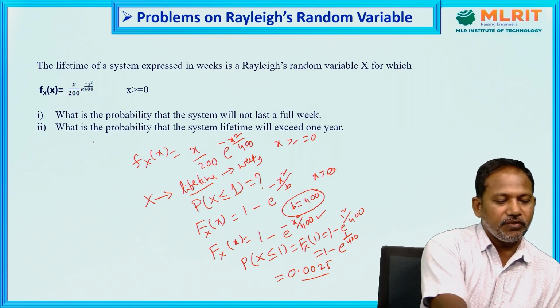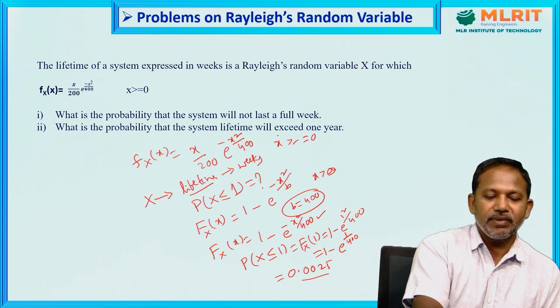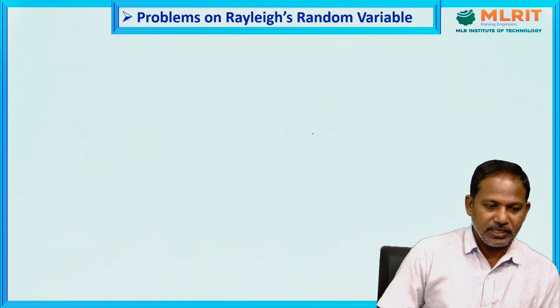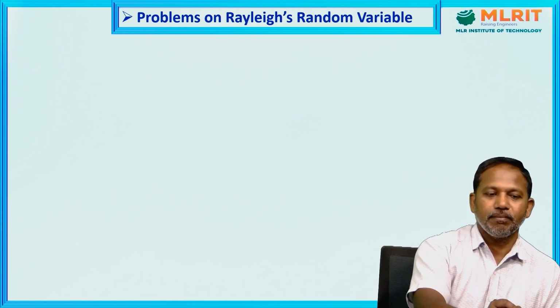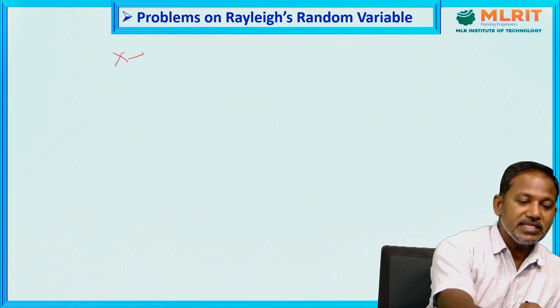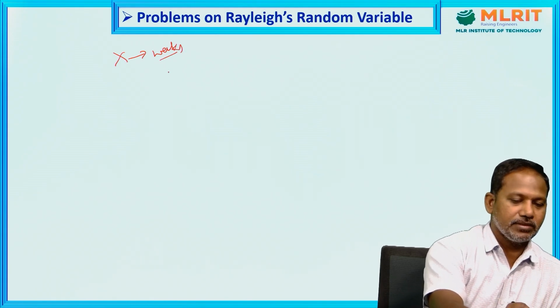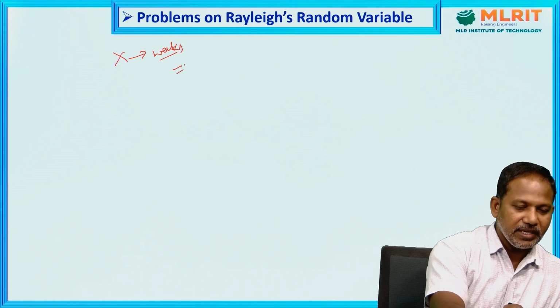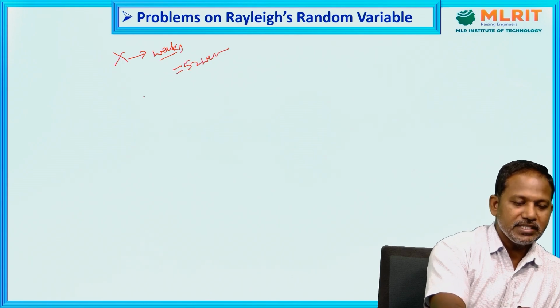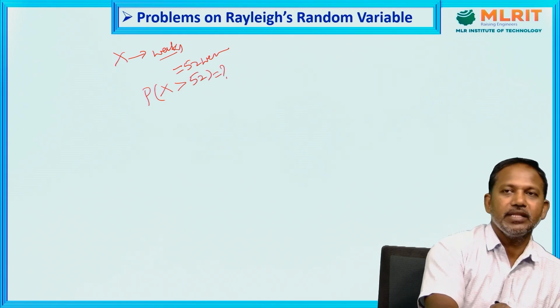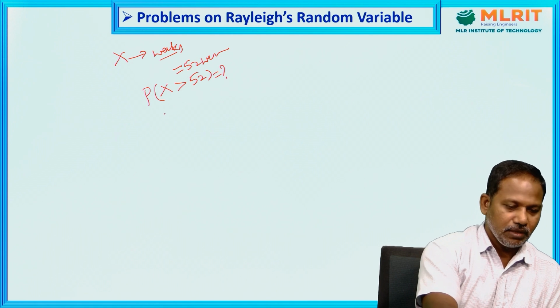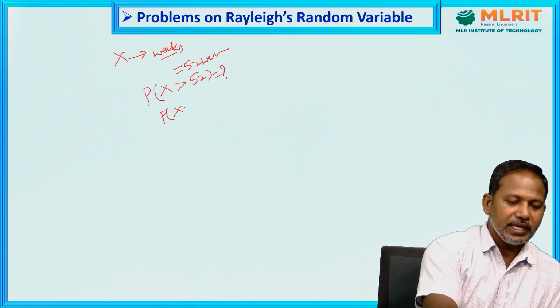Next, we need to find the probability that the system lifetime will exceed 1 year. See here, he is specifying 1 year, but my random variable is considered in terms of weeks. Now, I need to convert years into weeks. So 1 year will be taken as 52 weeks. Now what he is asking is to find the probability that the system lifetime exceeds 1 year, that is x greater than 52. I need to find this probability, P of x greater than 52.